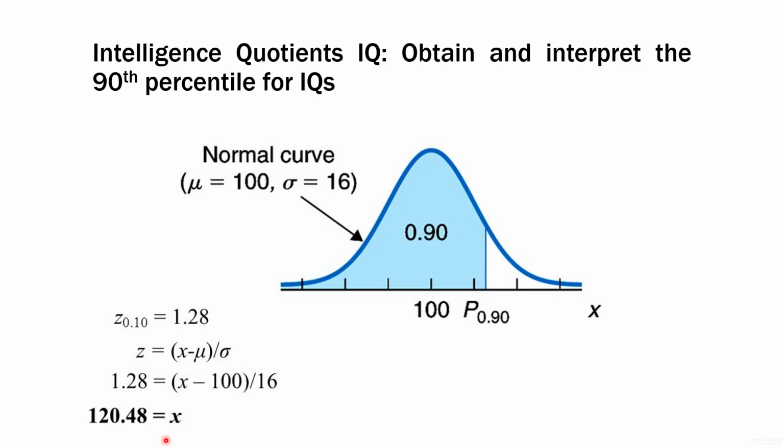We want to find the z-score, and that is 1.28. But we want to find the x value having the z-score 1.28. The IQ that is 1.28 standard deviations above the mean. And of course, the mean is 100. So if we used our formula, 100 plus 1.28 times 16, then we get 120.48. And so the interpretation here is that the 90th percentile for IQs is 120.48. Thus, 90% of people have IQs below that, and 10% have IQs above that.